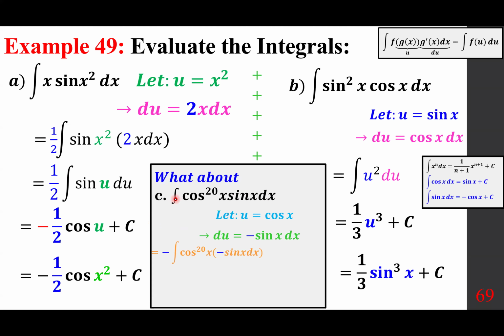Take a look. This is cosine to the power of 20. This is sine x dx. I'm going to put a negative sine next to it. I hope you see negative times negative makes it positive. In other words, minus 1 here, minus 1 here, they undo each other. So in essence, you are dealing with the negative integral of u to the power of 20 du, which is negative 1 over 21 u to the power of 21 and a constant. U is replaced by cosine. So negative 1 over 21 cosine to the power of 21 x plus a constant.